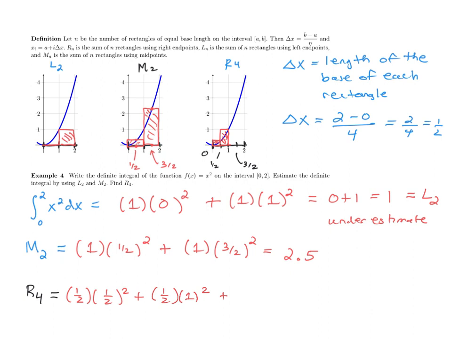Okay, for the next one, the base is still 1/2, but now the height is at 3 halves squared. And there's one more. The base has length 1/2, and now the height is at 2 squared, which is 4. And I'm going to get a value for this in my calculator. Okay, as a decimal, I got 3.75, and that's the value of R sub 4.